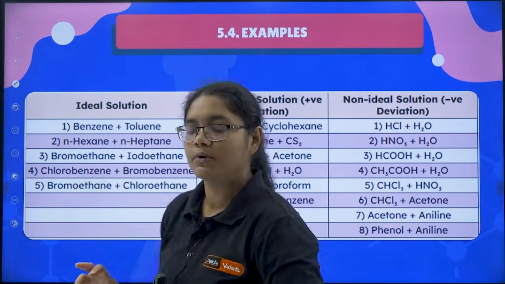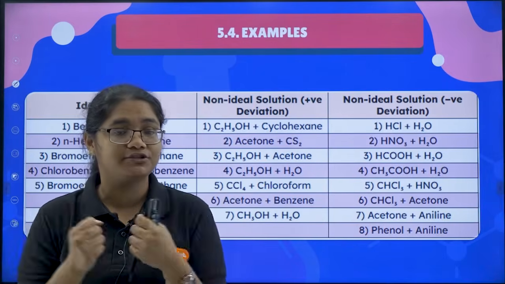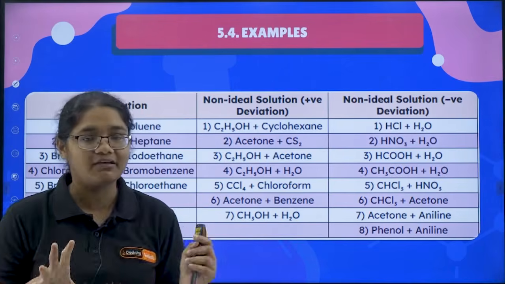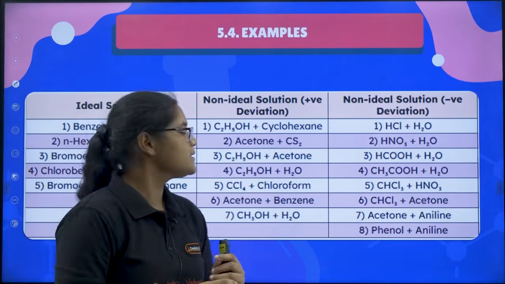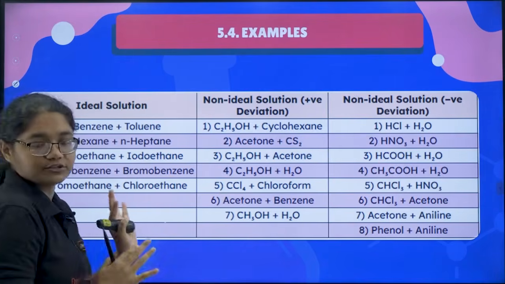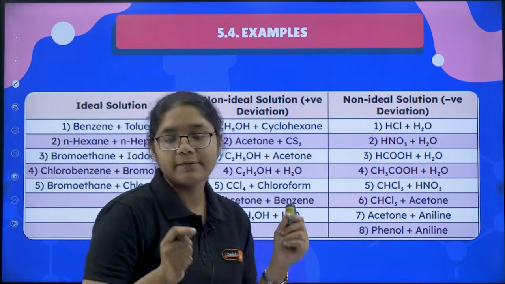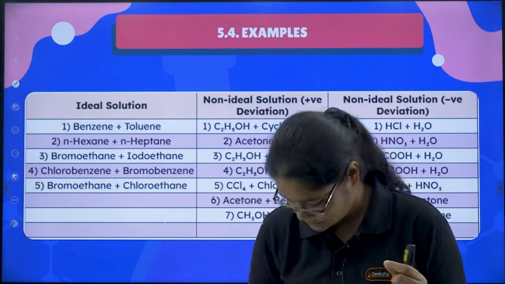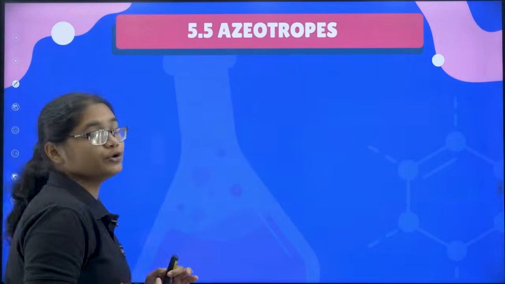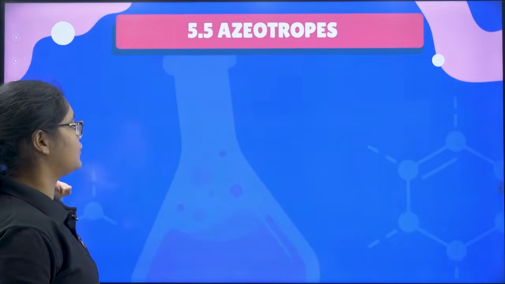Okay, so non-ideal solution with negative deviation means they have more attraction, and non-ideal solution with positive deviation means they have less attraction. And you have seen that ideal solutions are those which have similar structures or similar chemical formulas.